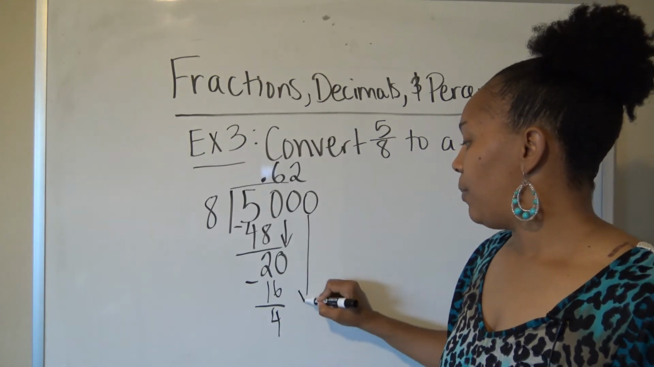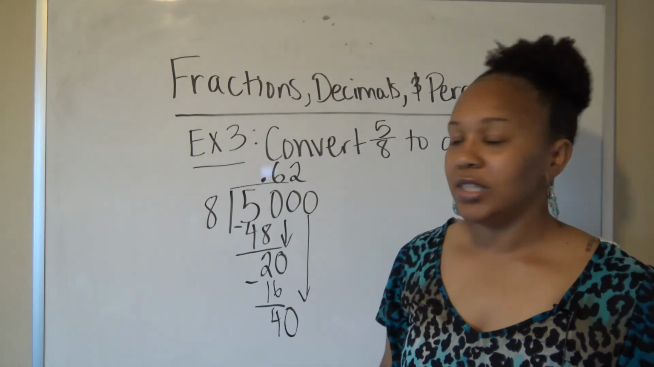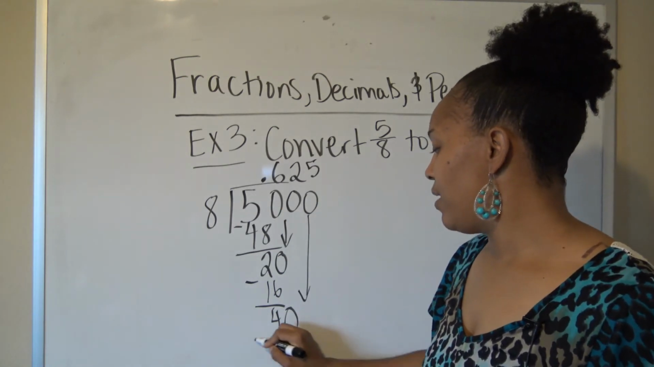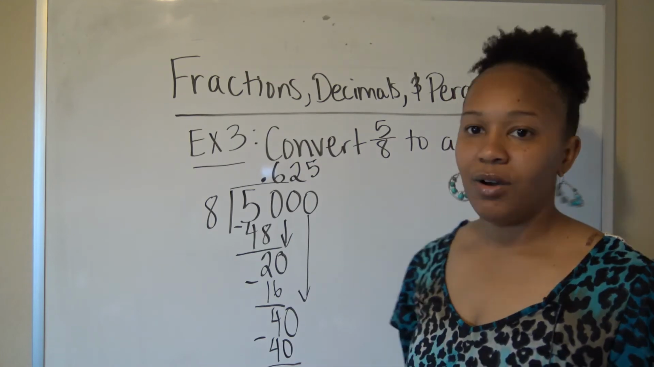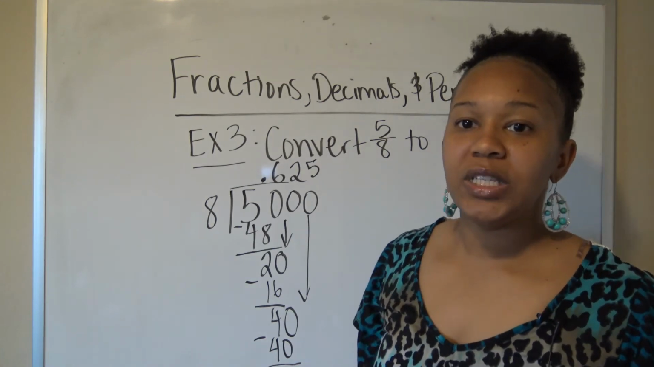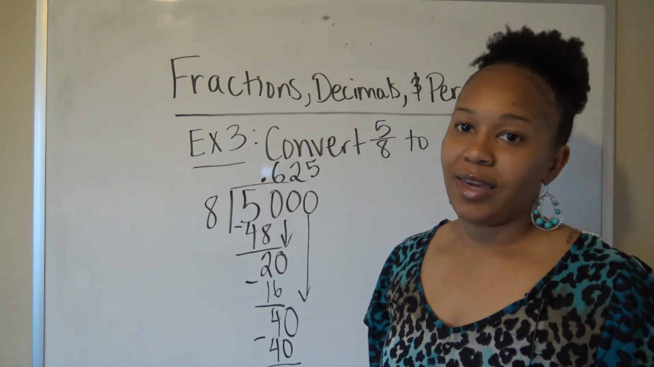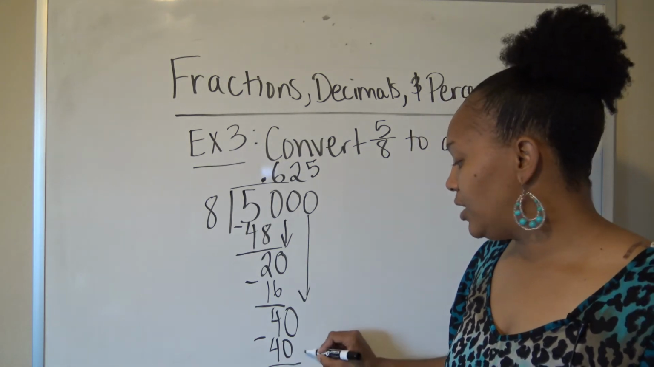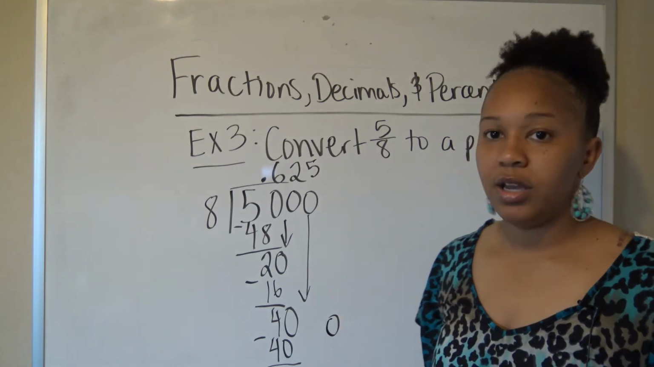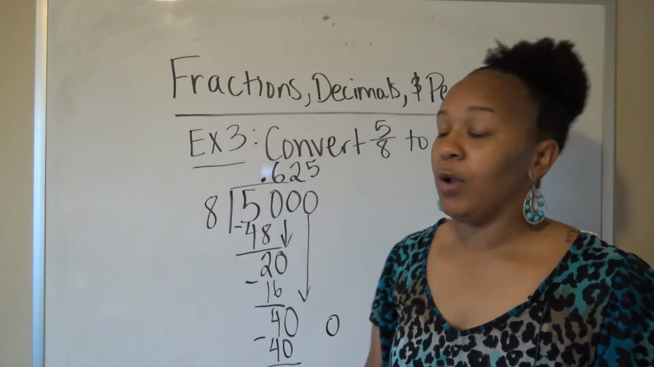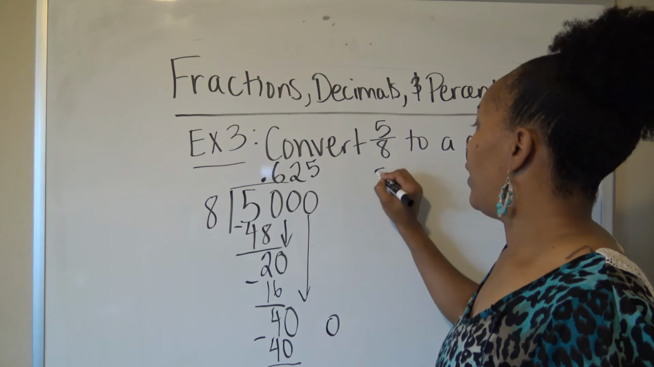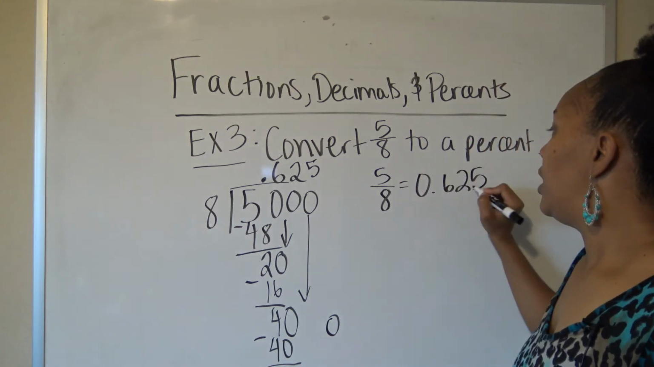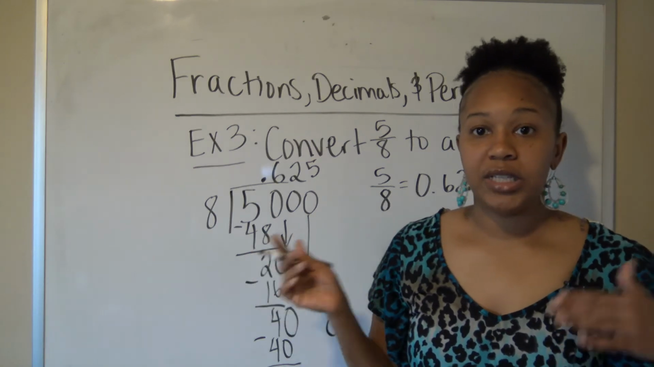Add a 0, drop it down, and 40. 8 goes into 40 5 times. 8 times 5 is 40. Subtract those, and that's 0. So hopefully you can remember how to divide, or you can just plug it into your calculator and get the answer. Now I know you can't see my remainder here, but basically I just have a 0 underneath there that lets me know that I don't have a remainder. And so 5 over 8 is equal to 0.625. So that's how we convert from the fraction to the decimal.